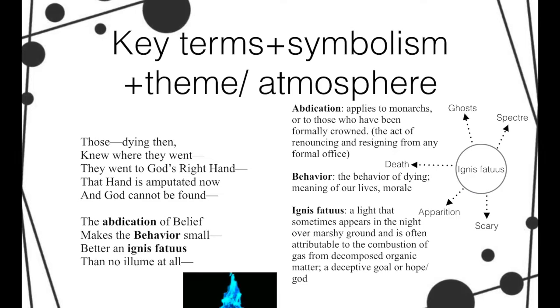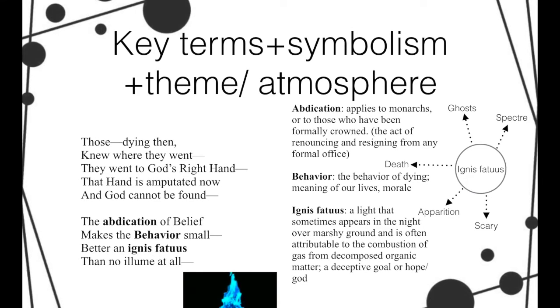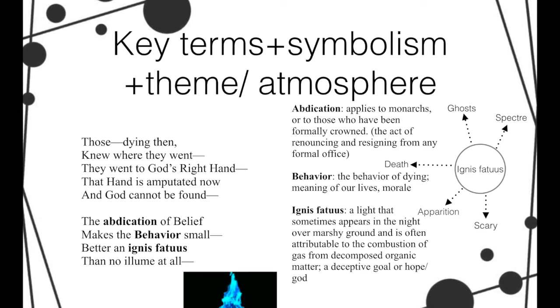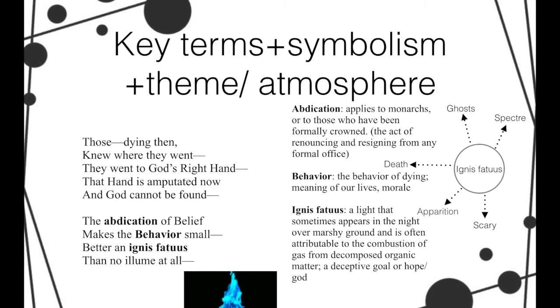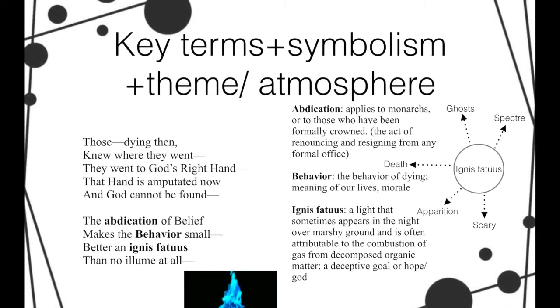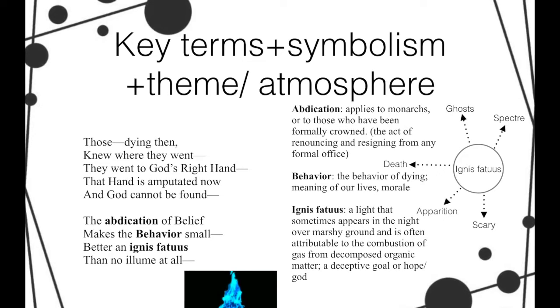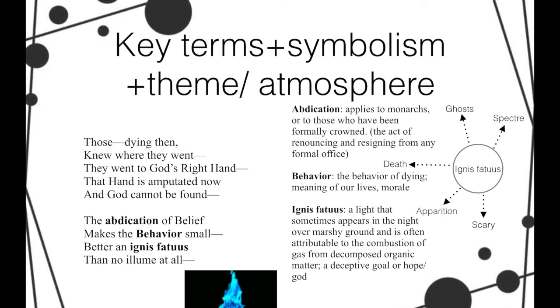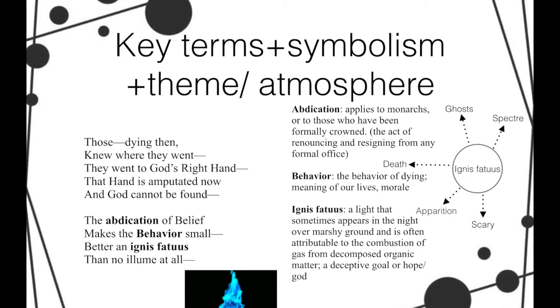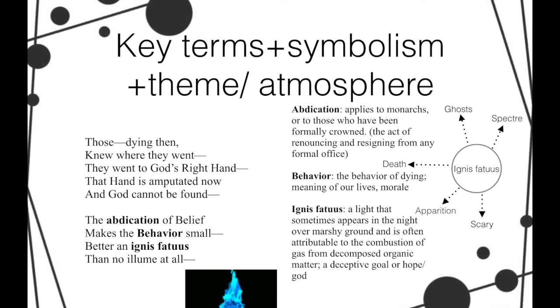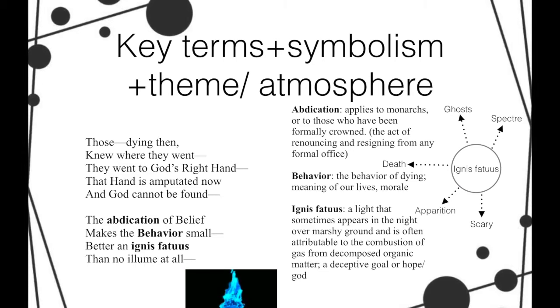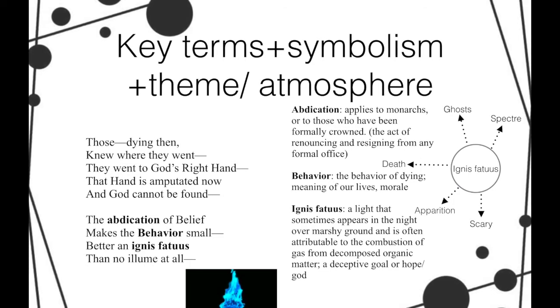And the last word, ignis fatuus. Ignis fatuus is a light that sometimes appears in the night over marshy ground and is often attributable to the combustion of gas from decomposed organic matter. And I think here it symbolizes a deceptive goal or hope, and also it symbolizes God.